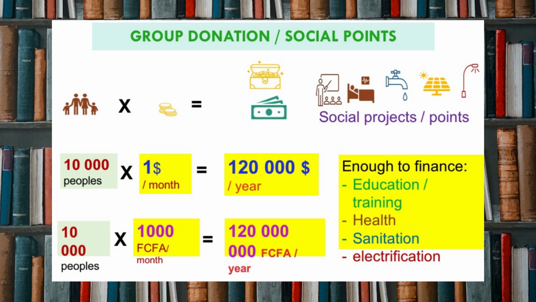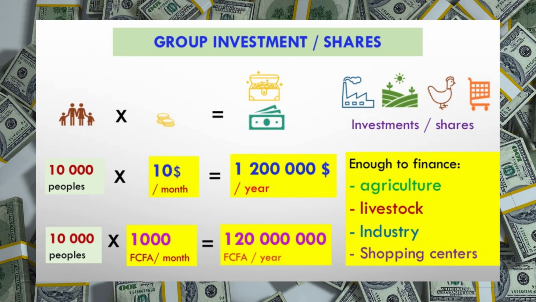If 10,000 people commit to donating $1 each month to their community, then they will have an annual budget of $120,000 to fund social projects related to education, health, sanitation and electrification. If the 10,000 people commit to investing $10 each month in their community, then they will raise an annual capital of $1,200,000 to finance investment projects in the areas of agriculture, livestock, small industry and shopping centers.